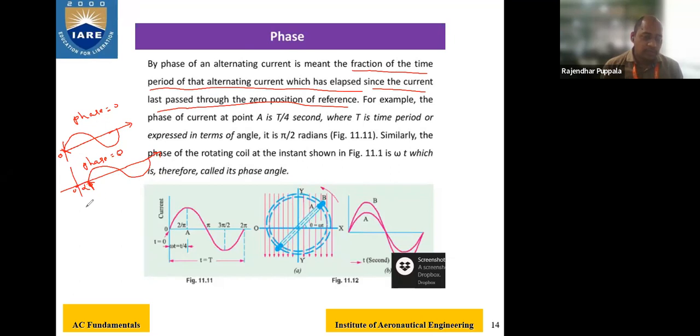Whether it is lagging with the reference wave or leading with the reference wave: lagging means the waveform is started at 0 after some angle of alpha. If it is waveform A, and we take the other as waveform B, then waveform B is lagging with A by angle alpha, or by some time period.